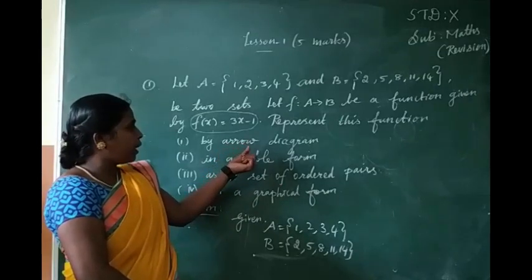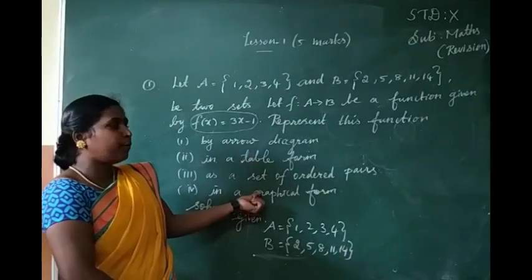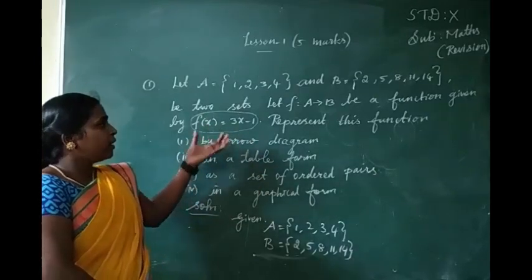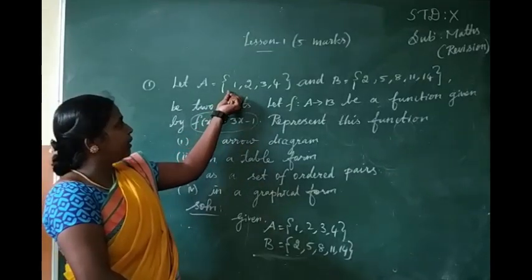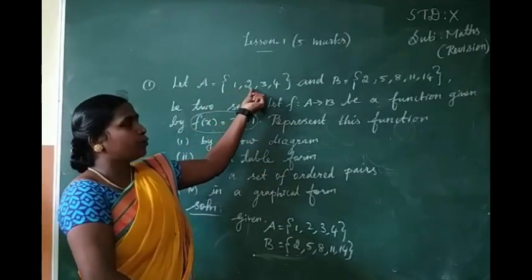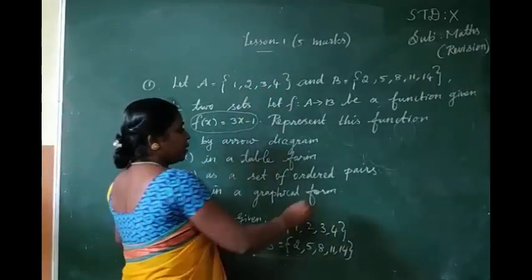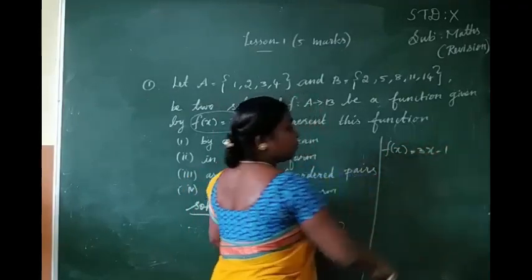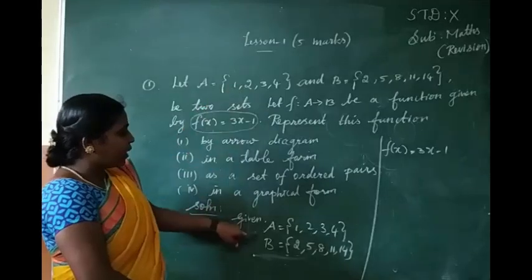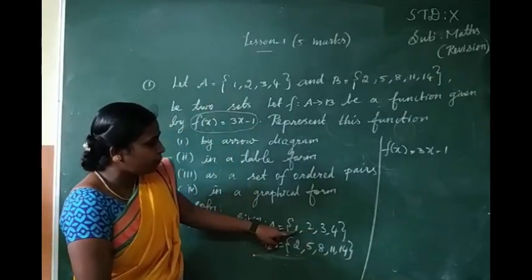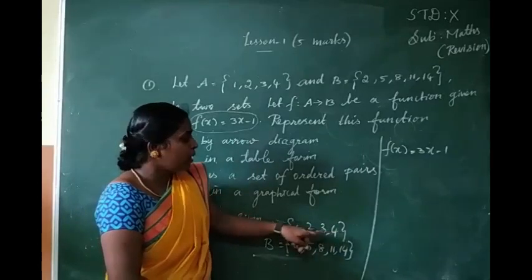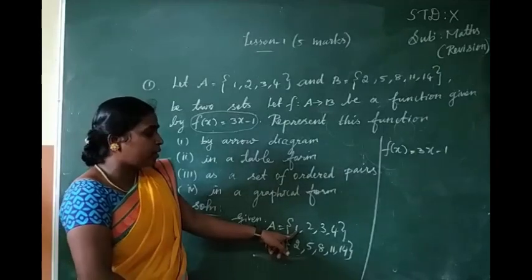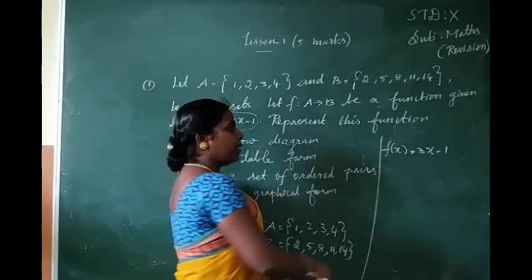So okay, arrow diagram, table, set of ordered pairs, graph. To form these we need the value of f of x. So first we can find the value of f of x. In x we have to substitute the elements from A. So 1, 2, 3, 4, one by one we have to substitute. First I am writing f of x equal to 3x minus 1. The elements of A are 1, 2, 3, 4, and only these elements we are going to substitute. First I am going to substitute x equal to 1, so instead of x I am applying 1.